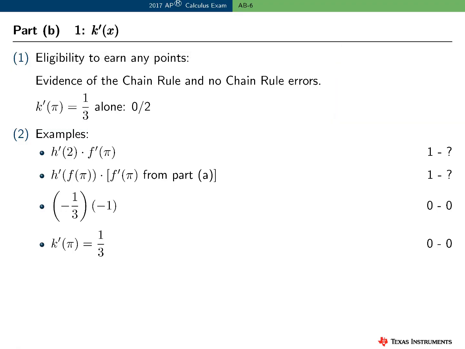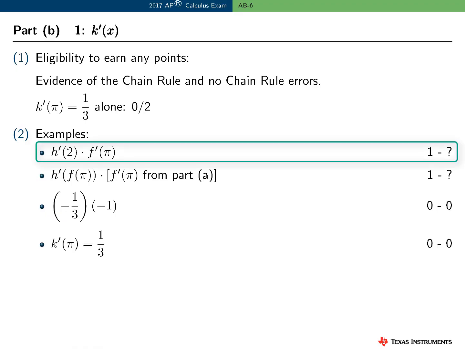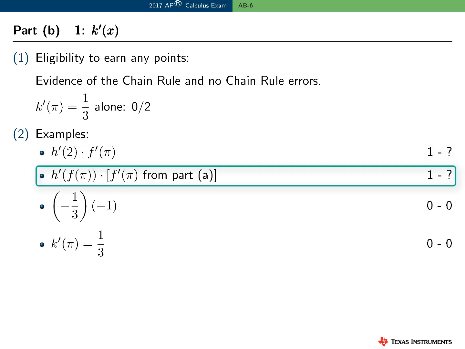Here are some examples of possible student responses and the score that each would receive. In the first example, the student has presented sufficient evidence of the chain rule, and there are no errors. They earn the first point. But they'd have to compute the final numerical answer in order to receive the second point. In the second example, we will read with the student who uses their incorrect numerical answer from Part A. They have presented sufficient evidence of the chain rule without any errors, and the student is eligible for the second point. We'll check their answer using f prime of pi from Part A.